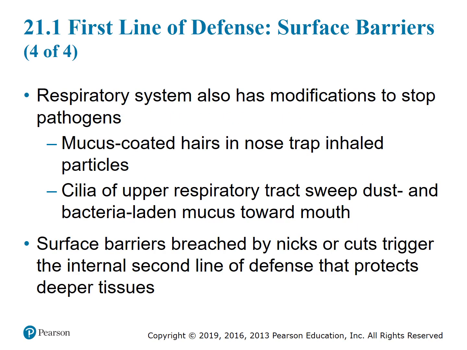The system also has modifications to stop pathogens. Mucus-coated hairs in the nose will trap inhaled particles. Also, the cilia of the upper respiratory tract will sweep dust and bacteria-laden mucus toward the mouth. We already talked about the ciliary escalator. So cilia that is present in the trachea. We've looked at the cross-section of the trachea. Surface barriers breached by nicks or cuts trigger the internal second line of defense that protects deeper tissues.